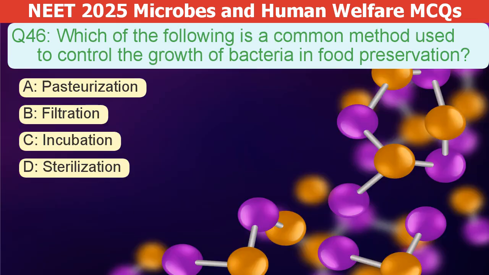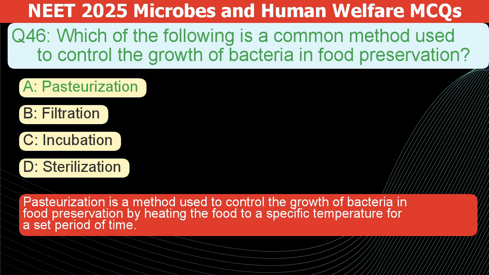Which of the following is a common method used to control the growth of bacteria in food preservation? A. Pasteurization. B. Filtration. C. Incubation. D. Sterilization. The correct answer is A. Pasteurization is a method used to control the growth of bacteria in food preservation by heating the food to a specific temperature for a set period of time.